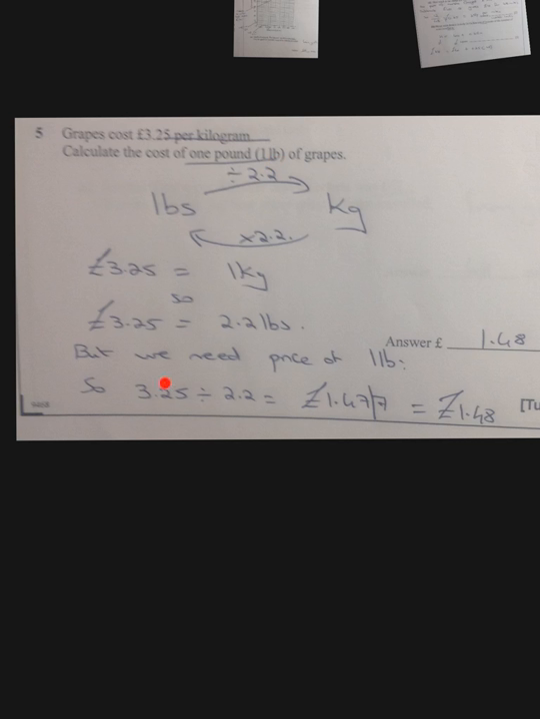So we need to take the 3.25 and divide it by that 2.2 to give you an answer of 1.477, and it goes on and on. Remember, money we always round to 2 decimal places, so that's £1.48. Okay, £3.25 is the price for 2.2 pounds. But we only want the price of £1, which means we must divide this by this.